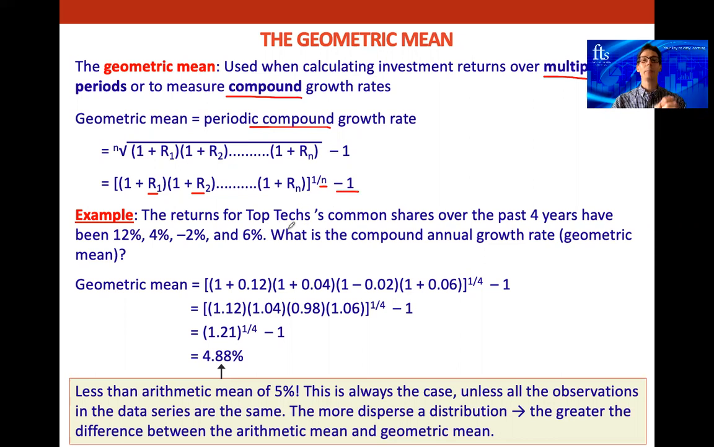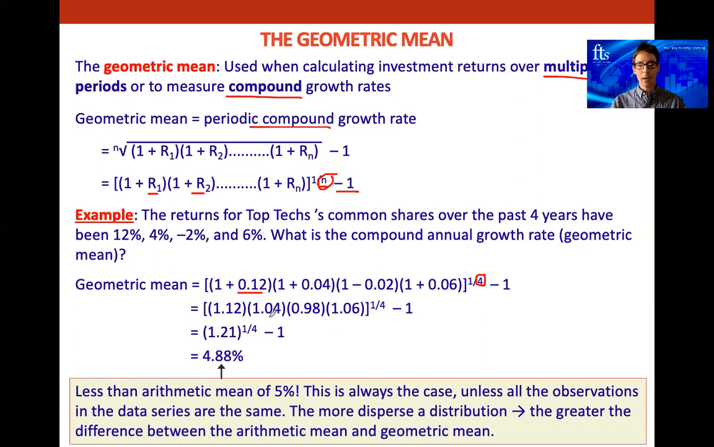This is the same example that we did before when we did the arithmetic mean for top tech shares. Now they want us to work out the compound annual growth rate, or the geometric mean. So we take each and every year's return. For the 12%, to get the percent into decimal format, we divide the 12 by 100, we get 0.12, we add 1 to it, and we do the same for each and every year, and multiply them all together. Once we've multiplied them all together, we put that to the power of 1 over 4, because we've got 4 years. Remember, it's the power of 1 over n.